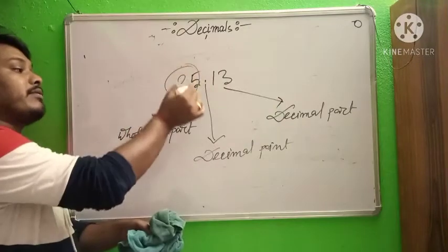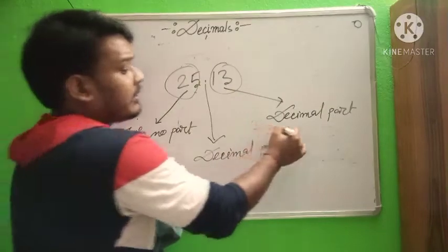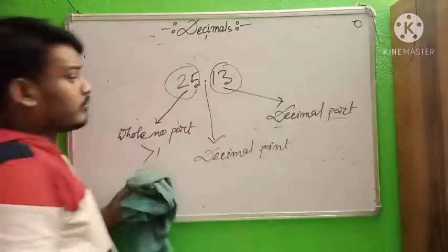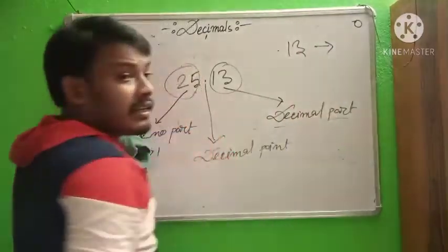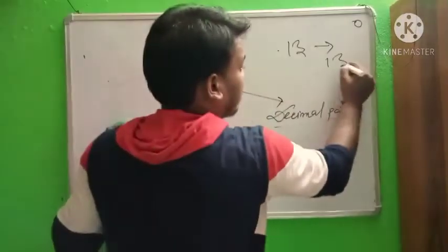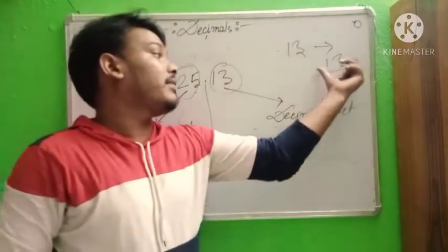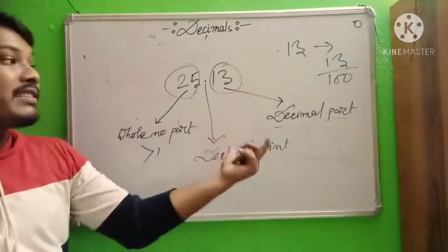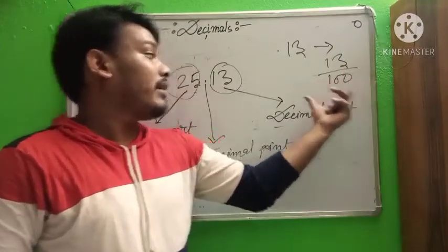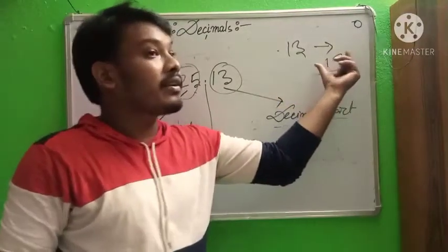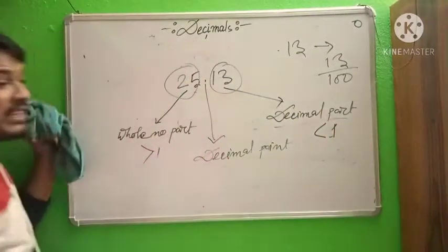So before the decimal it is the whole number part. After the decimal it is the decimal part. Okay. So 0.13 means 13 hundredths or 13 by 100. So 13 parts out of 100 parts. So it is less than 1 because we divide a whole into 100 parts and we take only 13 parts. So the decimal part is always less than 1.